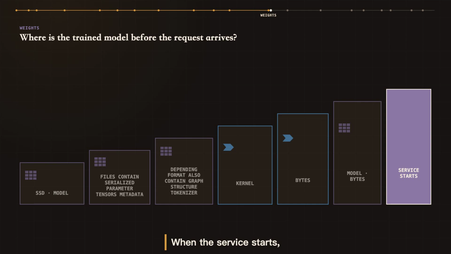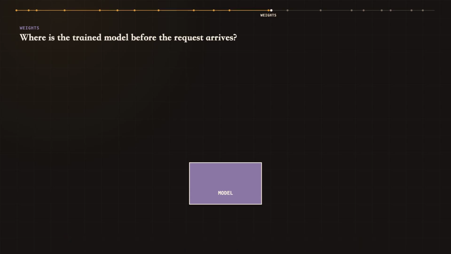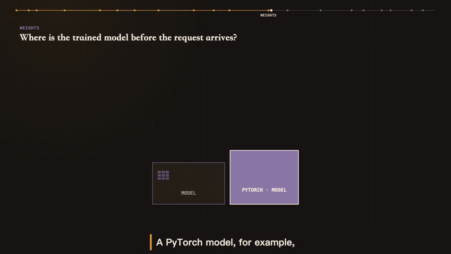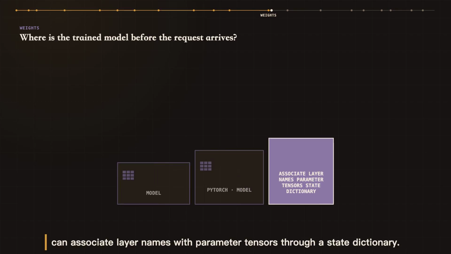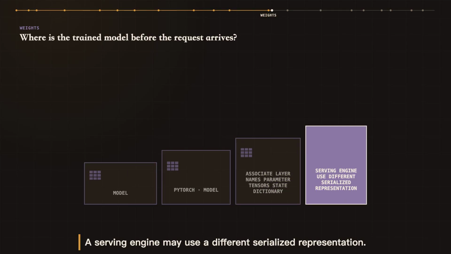When the service starts, the runtime creates the model structure and loads parameter values. A PyTorch model, for example, can associate layer names with parameter tensors through a state dictionary. A serving engine may use a different, serialized representation.